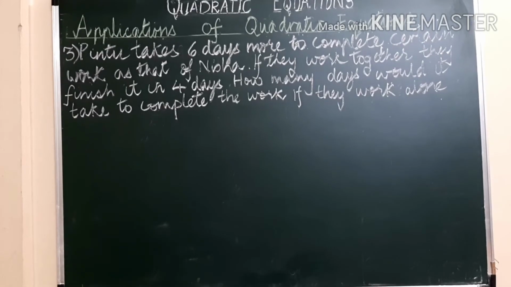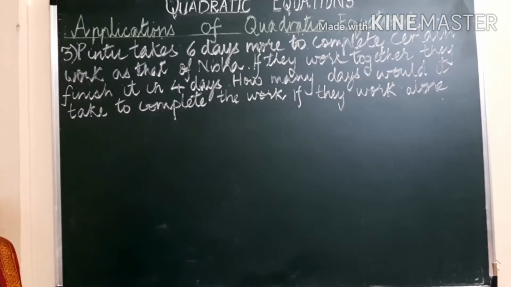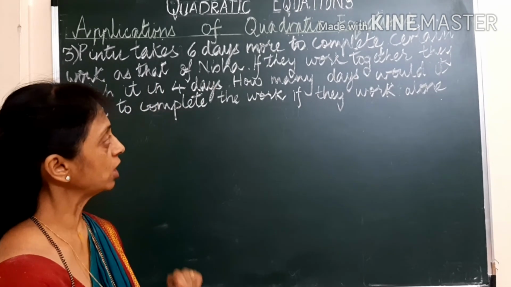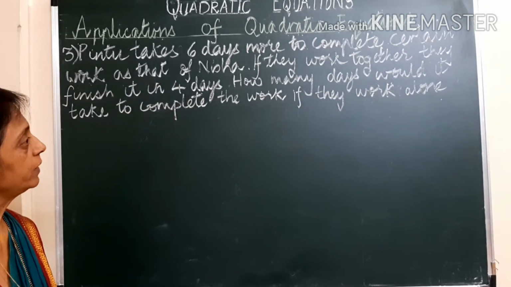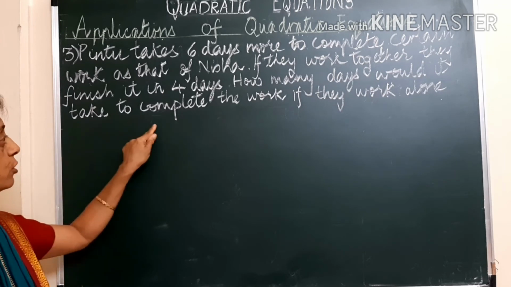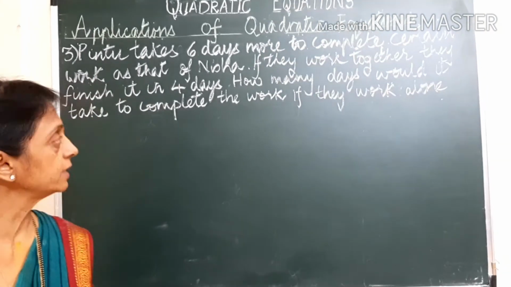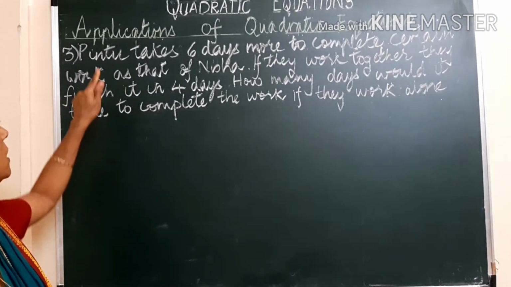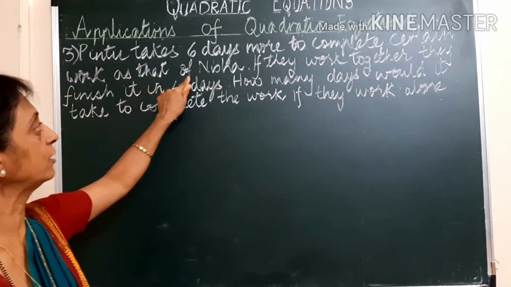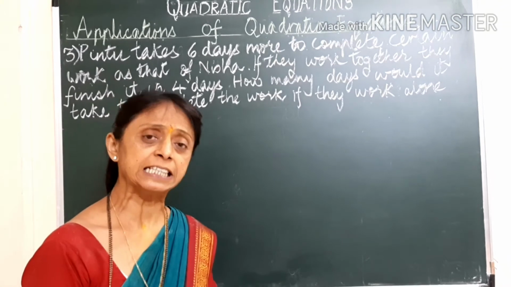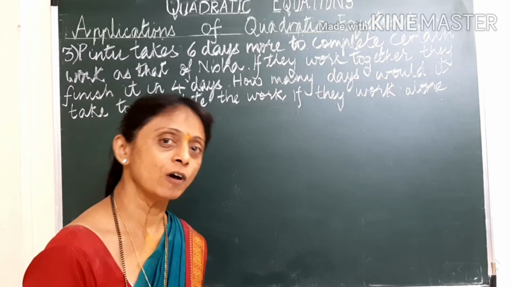The next problem, children. Pintu takes 6 days more to complete a certain work as that of Nisha. If they work together, they finish it in 4 days. How many days would it take to complete the work if they work alone? Now let's see again what is given to form the equation. Pintu takes 6 days more to complete a certain amount of work as that of Nisha. So let Nisha take x number of days to complete W amount of work.